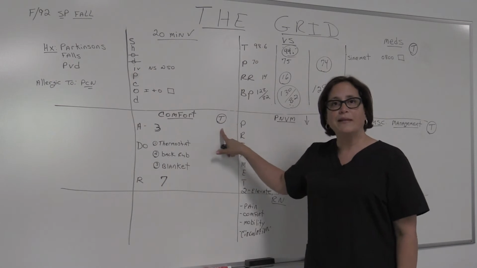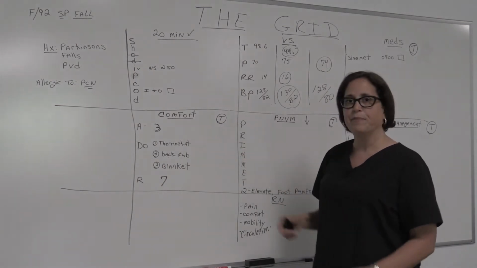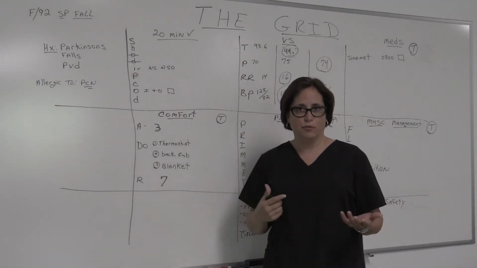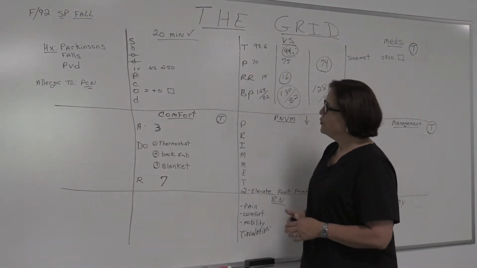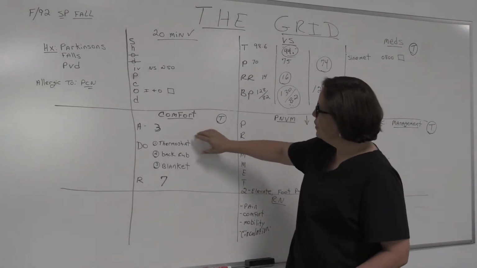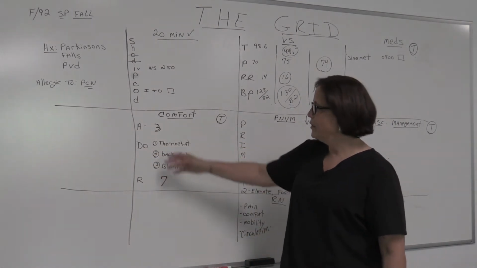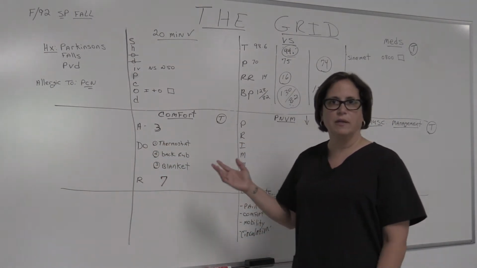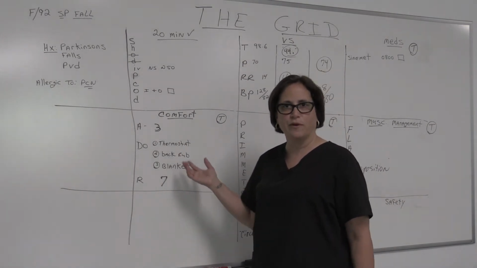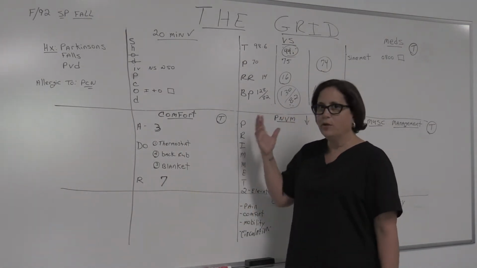So I did the same thing here. This is comfort management. So I have a T up here, reminding me that I have to do teaching, okay? So if you see here, I have comfort. This is my mnemonic, A, do, and R. I know that I have to assess using the scale, and I also have to assess the patient's comfort preferences, all right? So I know that.